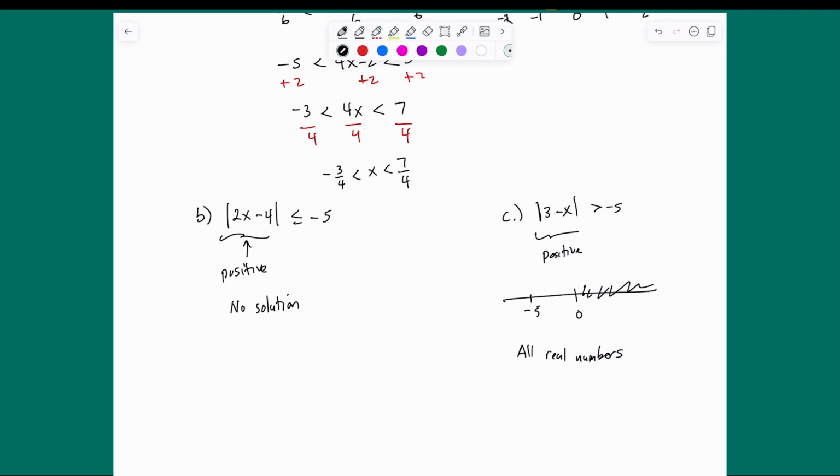And in interval notation, you would express that as negative infinity to positive infinity. To convince yourself, just plug in any real number you want for x, and then see that the outcome is always positive, and it will always be greater than negative 5.